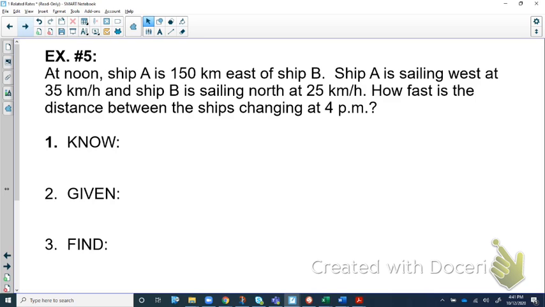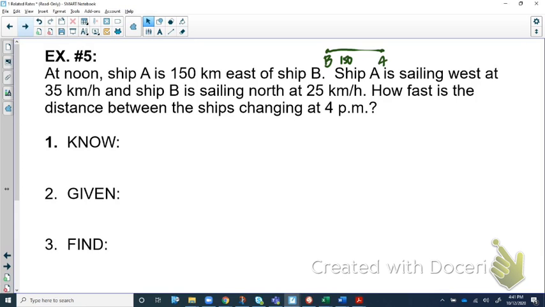And on this one, a diagram is really going to be helpful. So at noon, ship A is 150 kilometers east of ship B. Okay, so here, let's get some things working here. Here's B, and here's A, and the distance between them is 150 kilometers. All right.